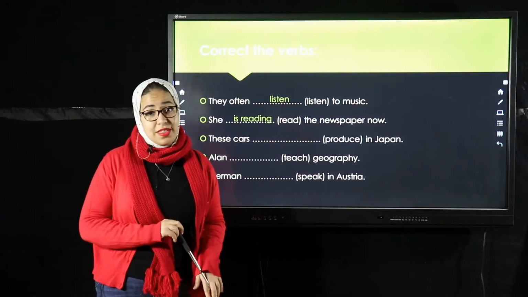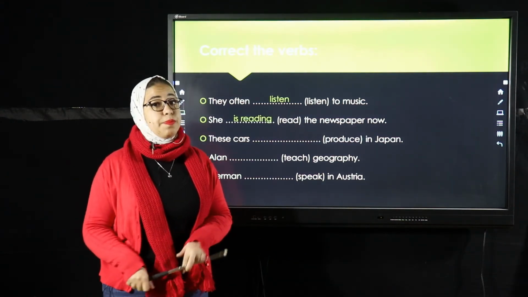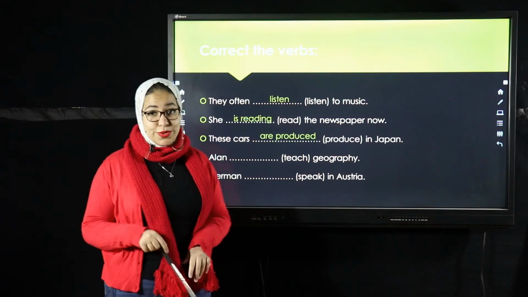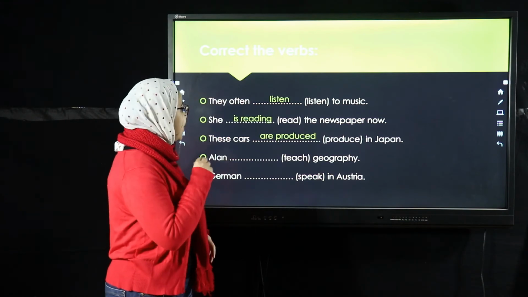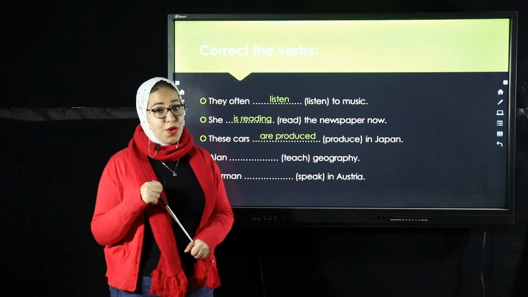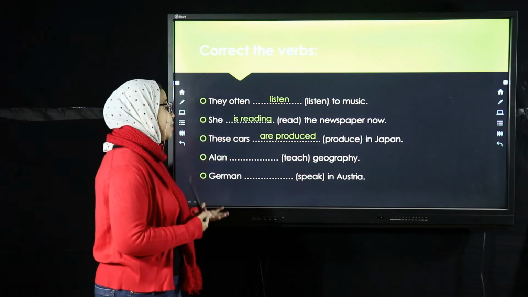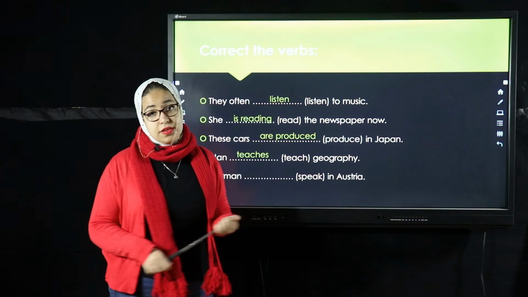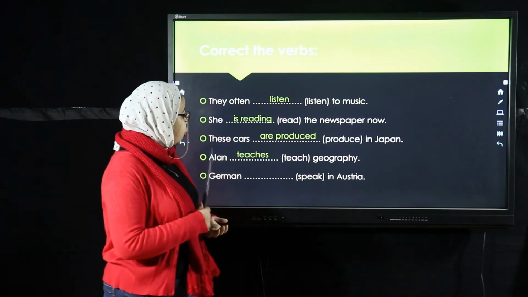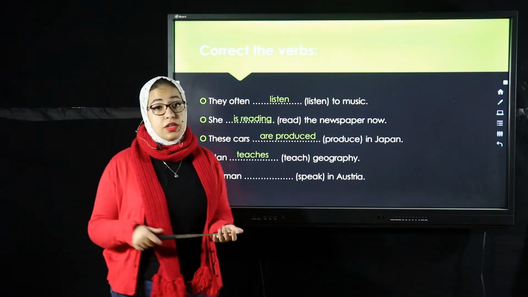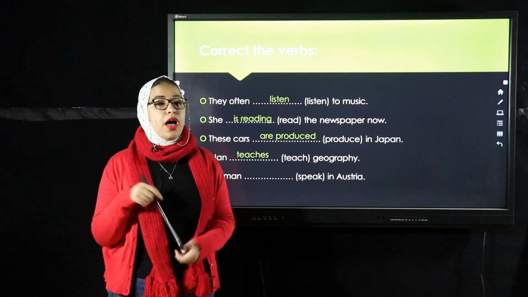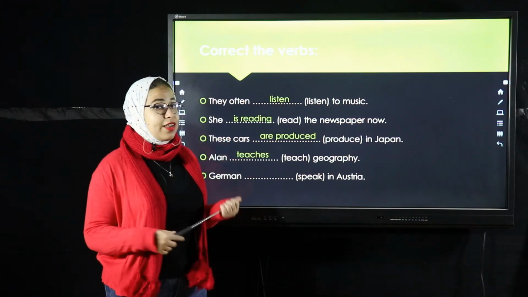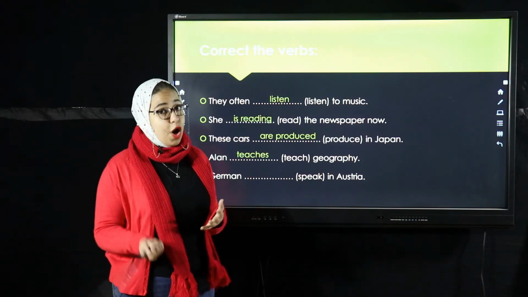These cars produce in Japan. Do I know who produces the cars? Of course not. So this is a passive voice sentence, and these cars are produced in Japan. Alan teaches geography. So who teaches geography? Alan. So this is an active voice sentence, and it goes as Alan teaches geography. The next one, German speak in Australia. Do I know who speaks German in Australia? I do know the Australians, but I didn't mention that. I spoke about German at the beginning, so that's the object.